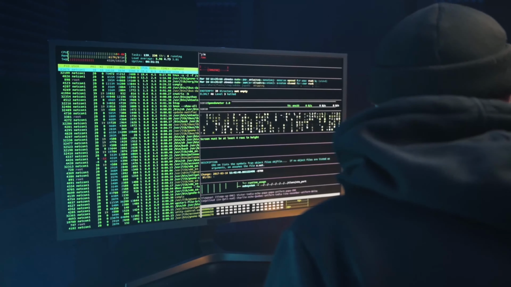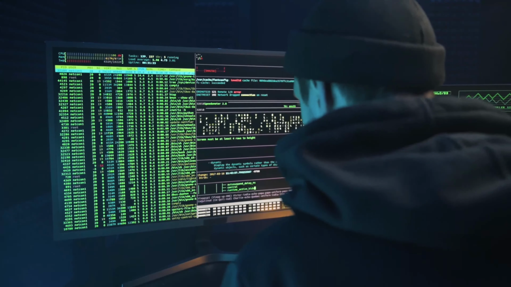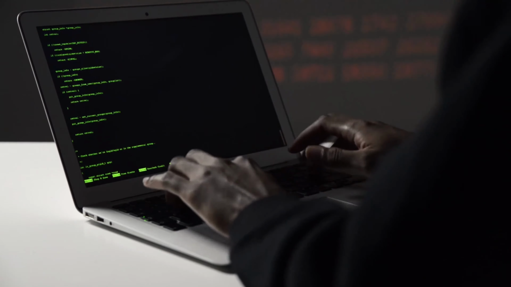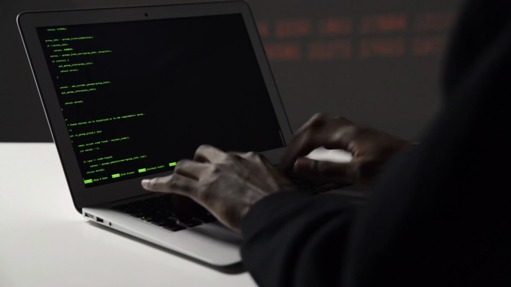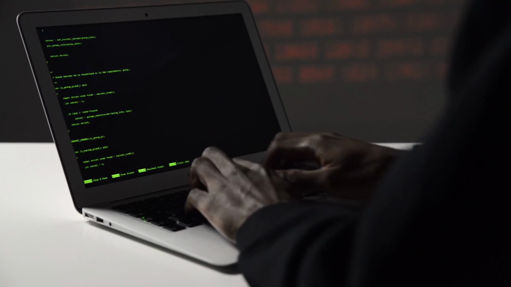Step 3. Vulnerability scanning. Once the information has been gathered, the next step is to scan for vulnerabilities. This involves using tools to identify vulnerabilities in the target systems and networks.